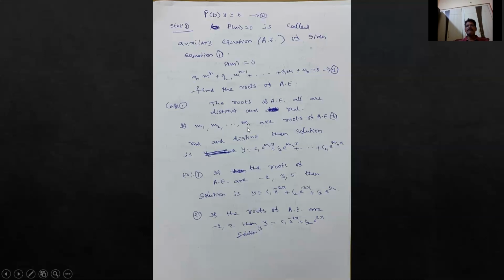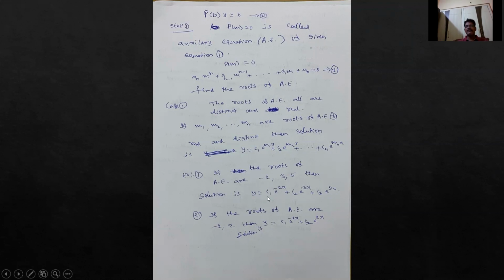Suppose m_1, m_2, ..., m_n are the roots of auxiliary equation 3, real and distinct, then the general solution is y = c_1 e^{m_1 x} + c_2 e^{m_2 x} and so on, c_n e^{m_n x}. Here m_1, m_2, ..., m_n are distinct and real roots. For example, if the roots of the auxiliary equation are minus 2, 3, 5, then the solution is y equal to, here we observe all roots are real and distinct.